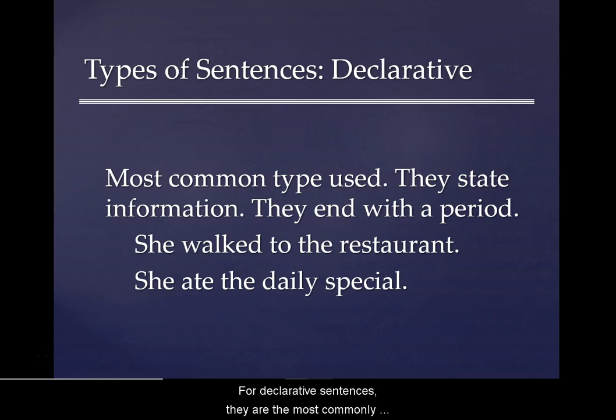Declarative sentences are the most commonly used. They state information. They end with a period. Examples: she walked to the restaurant, period. She ate the daily special, period.